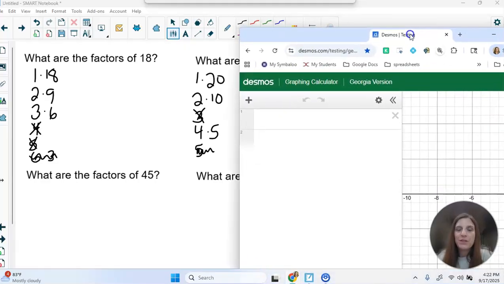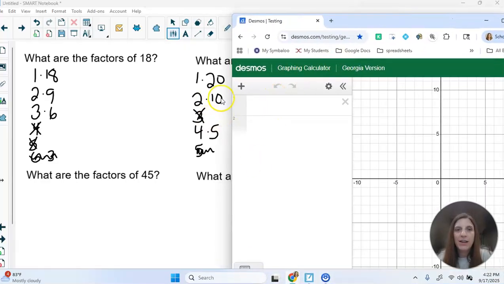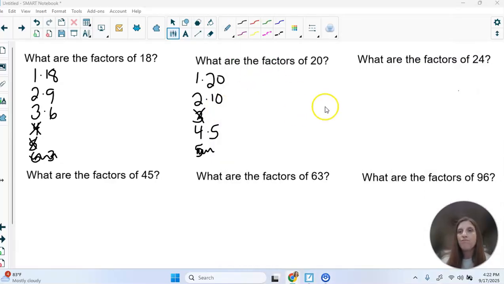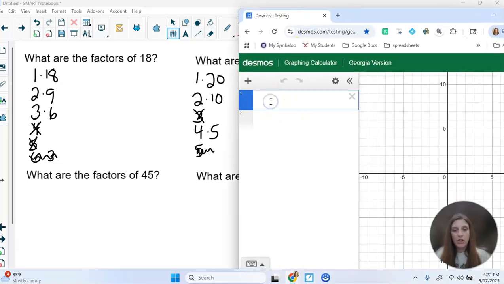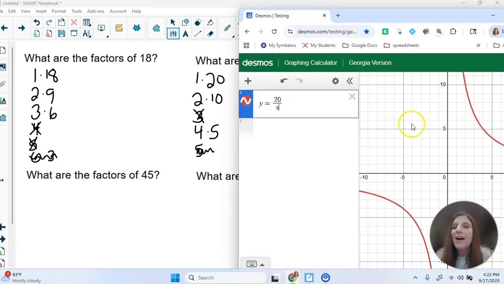Okay, so let me just go ahead and show you 20 since I already have that one done here. You're going to type in your calculator y equals whatever number you're trying to factor over x. If I'm trying to factor 20, I would type in y equals 20 divided by x. Let me show you that. Y equals 20 divided by x. You get this really funky graph. You're like, how does that help me?